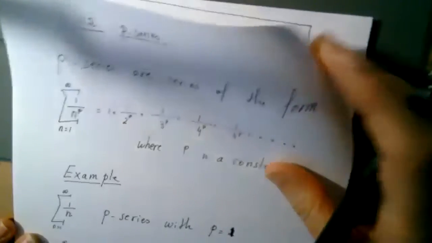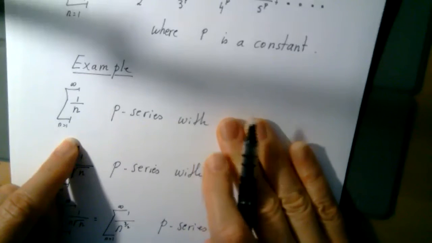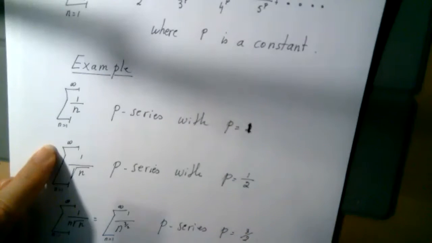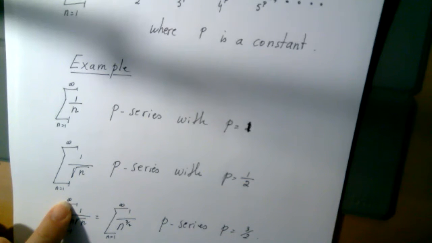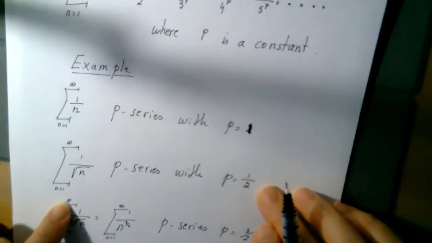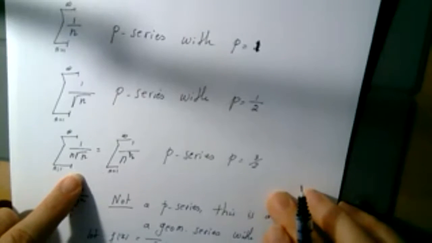Okay, let us see examples of that. Sigma 1 over n. That's a p-series, where p is equal to 1. So that's the first example of a p-series. Another example of a p-series is 1 over square root of n. That's a p-series, where p is equal to a half. More examples, 1 over n square root of n.